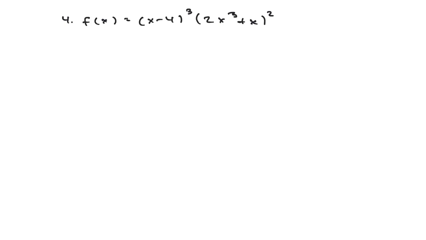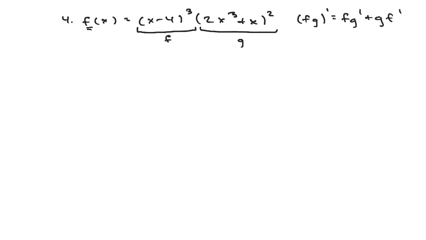So if we look at number 4, it says f of x equals a quantity x minus 4 cubed times 2x cubed plus x quantity squared. In this case we're multiplying two functions together, so this and this. Though it's a little confusing because this is our f of x, I'm going to call this f and I'm going to call this g, so we can use the formula fg prime equals fg prime plus gf prime.